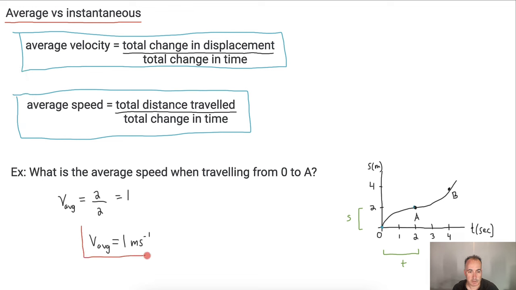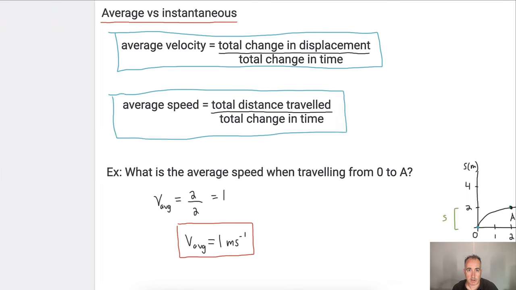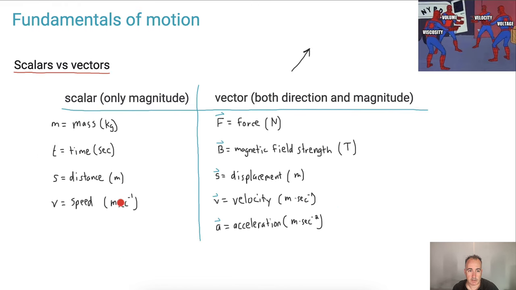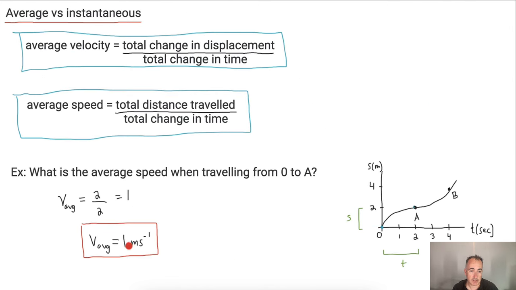Now, do you notice I've used something different? I used just s here instead of seconds. It's okay, you can use whichever one you like. So meters per second, whereas over here I used meters and I said sec. It doesn't matter, whatever is easiest for you. I think this is okay. So there we go, we've got 1 meter per second. That is your average speed.